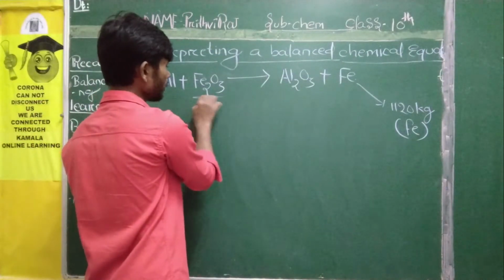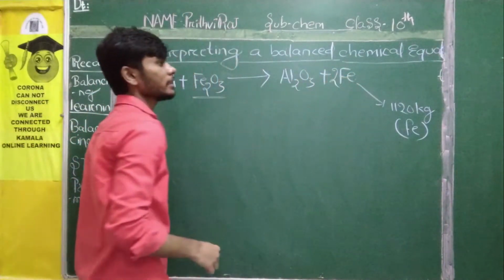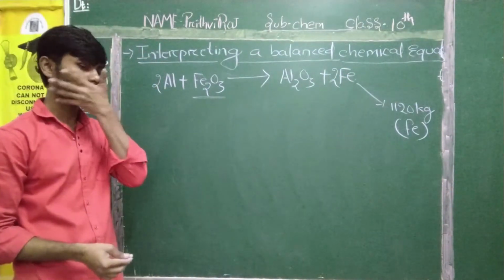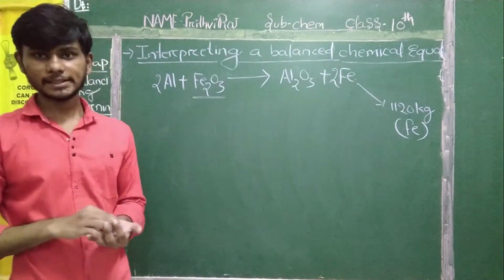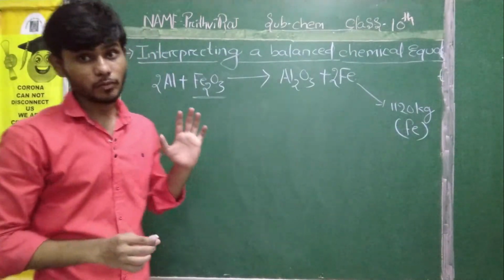Now you can see this step, Fe2O3. Here only 2 Fs are there. So I will multiply by 2 over there. So the reaction is balanced. Is the reaction balanced or not? Very easy, right? Now what do we need to see?